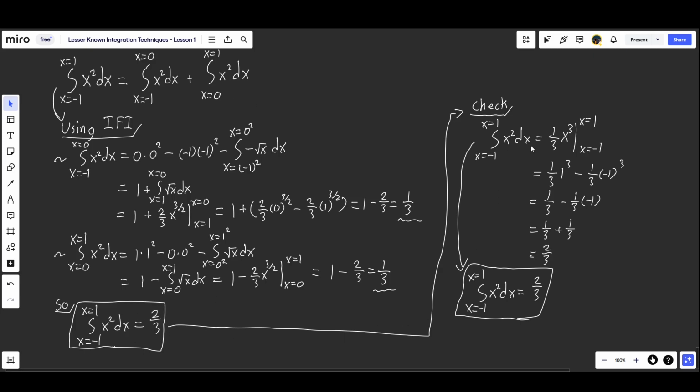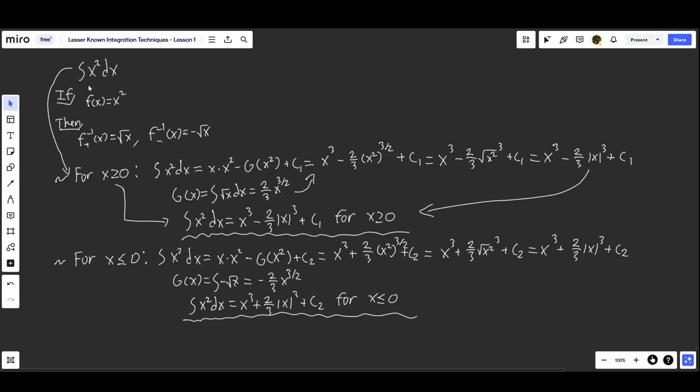We can check this by integrating more traditionally, where the definite integral of x squared from x equals -1 to x equals 1 will be equal to 1/3 times x to the third evaluated at 1 minus it evaluated at -1, which is just 2/3. So these are both the same. So this is an example of how you can account for multiple inverses for definite integrals.